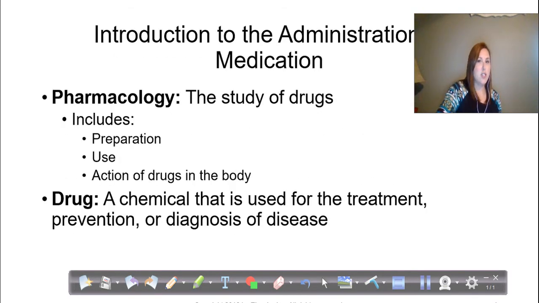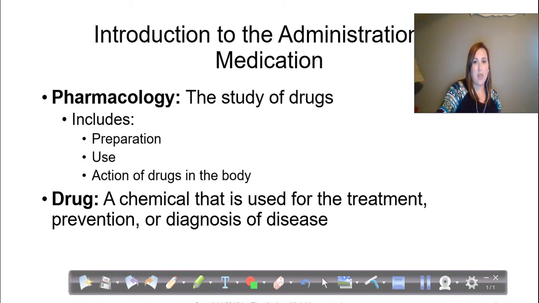So, introduction to administration of medication. We start with some definitions. So pharmacology is the study of drugs. That includes the preparation, the use, and the action of drugs in the body. And a drug is a chemical that's used for treatment, prevention, or diagnosis of disease.